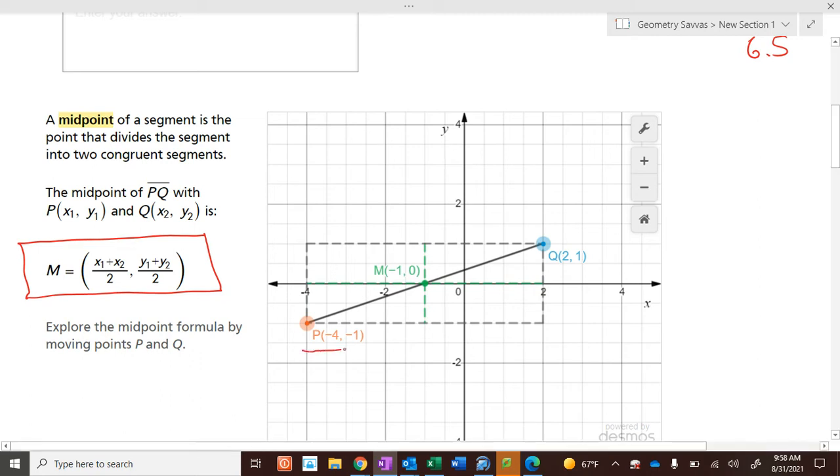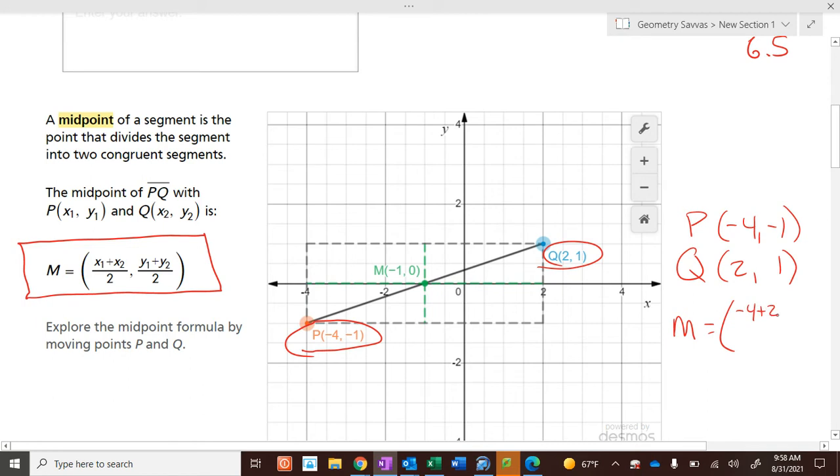So if we look at P and Q here, P is (-4, -1). Q is (2, 1). So to find the midpoint, we take -4 plus 2 divided by 2. And then we take -1 plus 1 and divide it by 2. What's -4 plus 2? -2. So that is -2 over 2, which is -1.